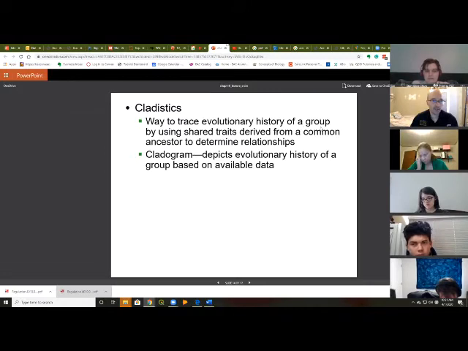Cladistics is a way to trace evolutionary history of a group by using shared traits derived from a common ancestor. So specifically, these are shared traits. Now, those traits could be genetics, but you don't need to use genetics. You could use the fact that many species have a radius and ulna bone if you wanted to. Which was the first organism that evolved that trait? That would be our common ancestor. And then you can put it into something that looks very much like a phylogenetic tree or a family tree, and they call that a cladogram.